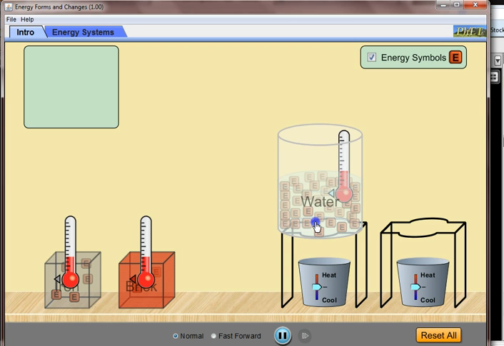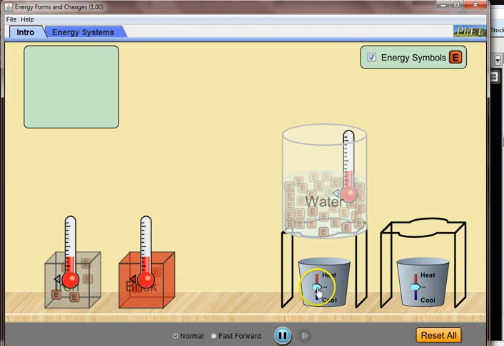Okay, so let's put it on the stand. Heat the water until you see a maximum rise in temperature. It takes a little bit of time to heat up, I guess. Let's do some fast forwarding. You can see the temperature is increasing.